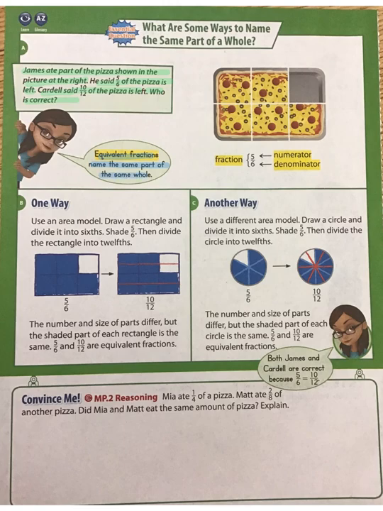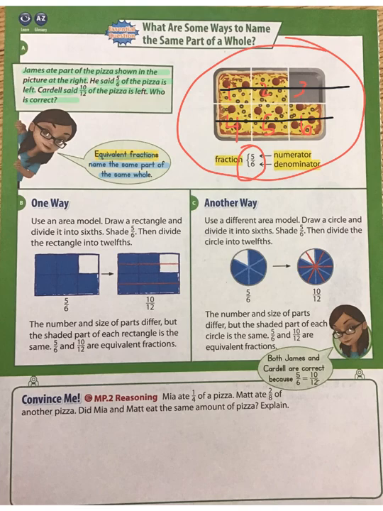whole. If we look at this pizza over here, we can count that there are 1, 2, 3, 4, 5, 6 whole parts. And out of the 6 parts, 5 of them are left. Therefore, 5/6 of the pizza is left. But what if I drew lines? So if I drew a line here and I drew a line here.